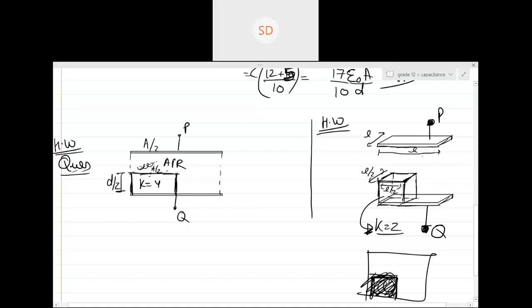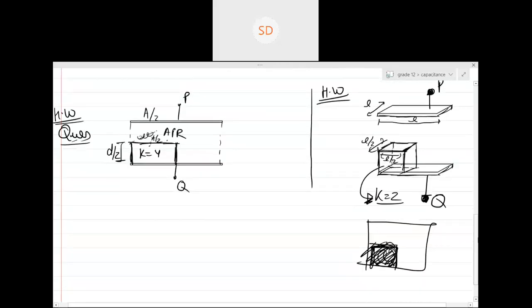Are you getting my point, guys? Can you imagine the whole thing now? Yes, tell me, doubt? So the question is, K in air is always 1, right? Yes, the dielectric constant of air is always 1. Thank you, sir. So this is the question.